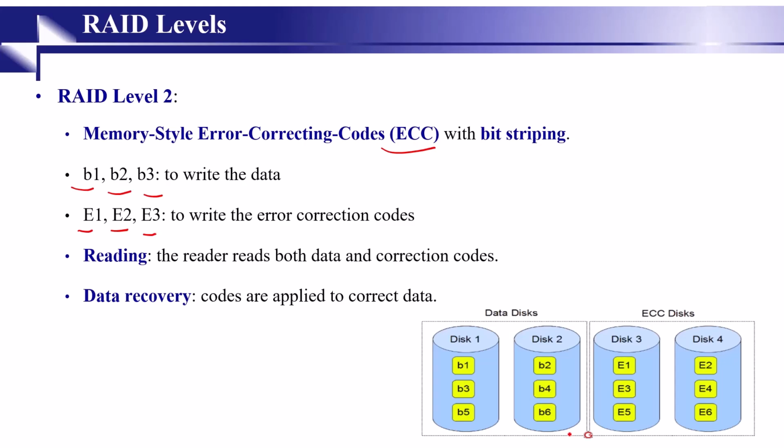And you can see the image here. This is the RAID level 2 configuration with two data disks, this number 1 and this number 2, storing data bits from B1, B2 up to B6, and we also use bit-level striping here. And we also have two other disks, these 3 and 4. They hold error correction codes from E1 to E6. It's clever, but as we will see later, it's not widely used today.